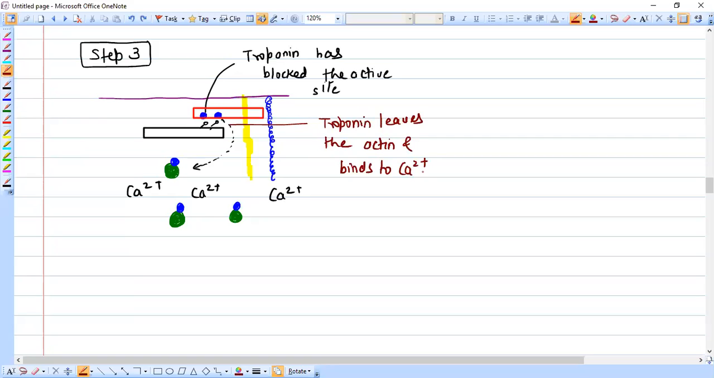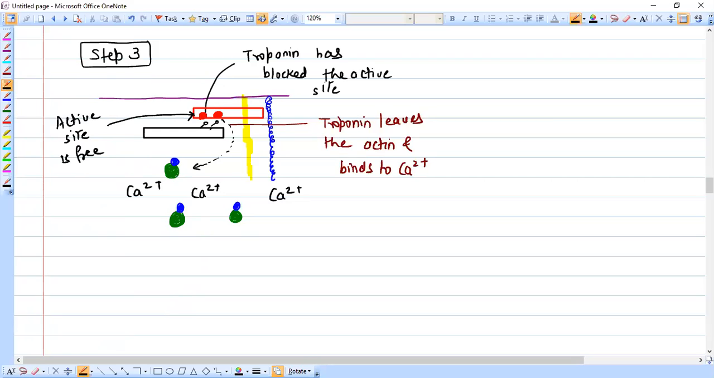This is a very important part. Once the calcium ion has taken up the binding, what will happen now? This actin is now free because the troponin has been released from there. So now the active site is free. Here you can see that this active site is now free. The troponin is released and it has bound to the calcium. If there is no calcium, remember, there will be no contraction of the muscles taking place. Now what will happen? The myosin head will bind.